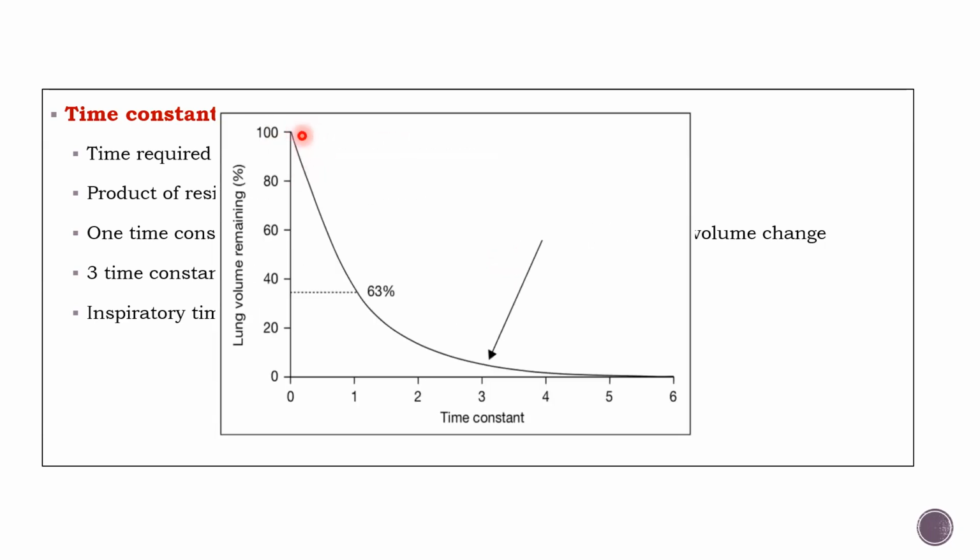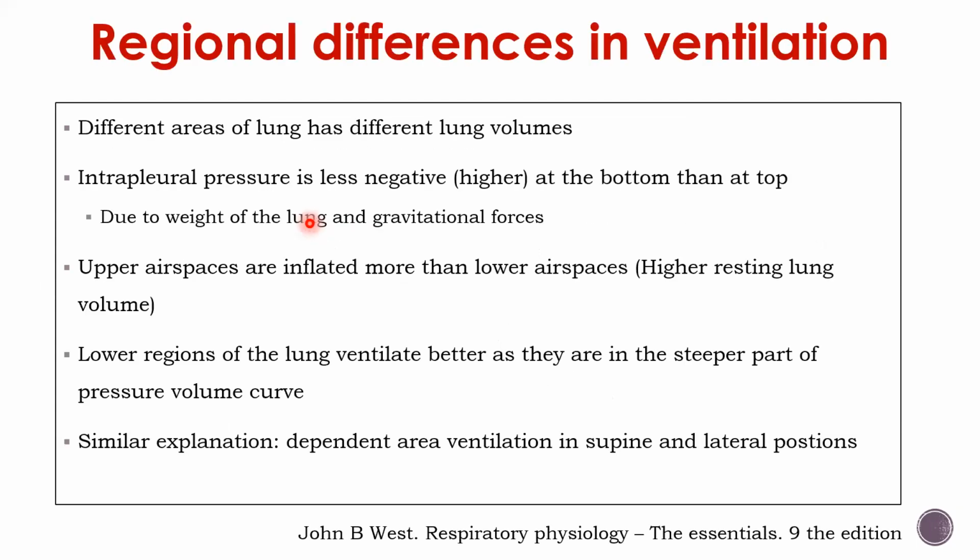Here there is a volume. In 1 time constant, nearly 63% is evacuated. In 2 time constants, somewhere around 80%. Then 3, 4, 5. From this you will understand how much expiratory time you should give for this child, so that the alveoli or the CO2 gets washed out.